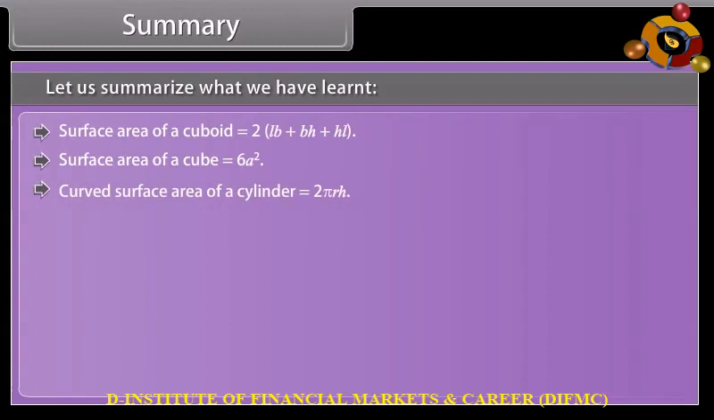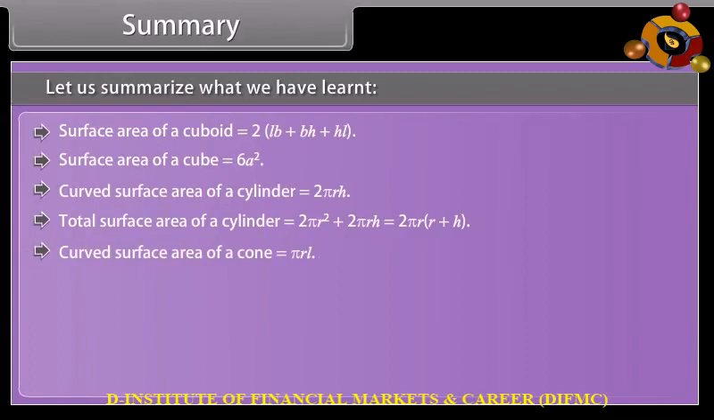Curved surface area of a cylinder is equal to 2 pi rh. Total surface area of a cylinder is equal to 2 pi r square plus 2 pi rh, which is equal to 2 pi r into r plus h. Curved surface area of a cone is equal to pi rl. Total surface area of a right circular cone is equal to pi r into L plus r.